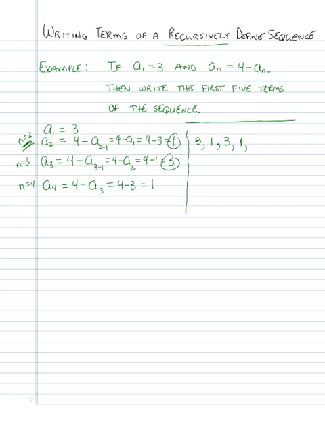Well, our fifth term would be a sub 5. And the way we calculate a sub 5 is we take 4 and we subtract the term that's right before a sub 5. And the term that's right before a sub 5 is a sub 4. And right up here is the value of a sub 4. So this is 4 minus 1, which is equal to 3. So the fifth term is 3. And we might be able to guess what the other terms are, but we were only asked for the first 5 terms, and that's what we've written here.